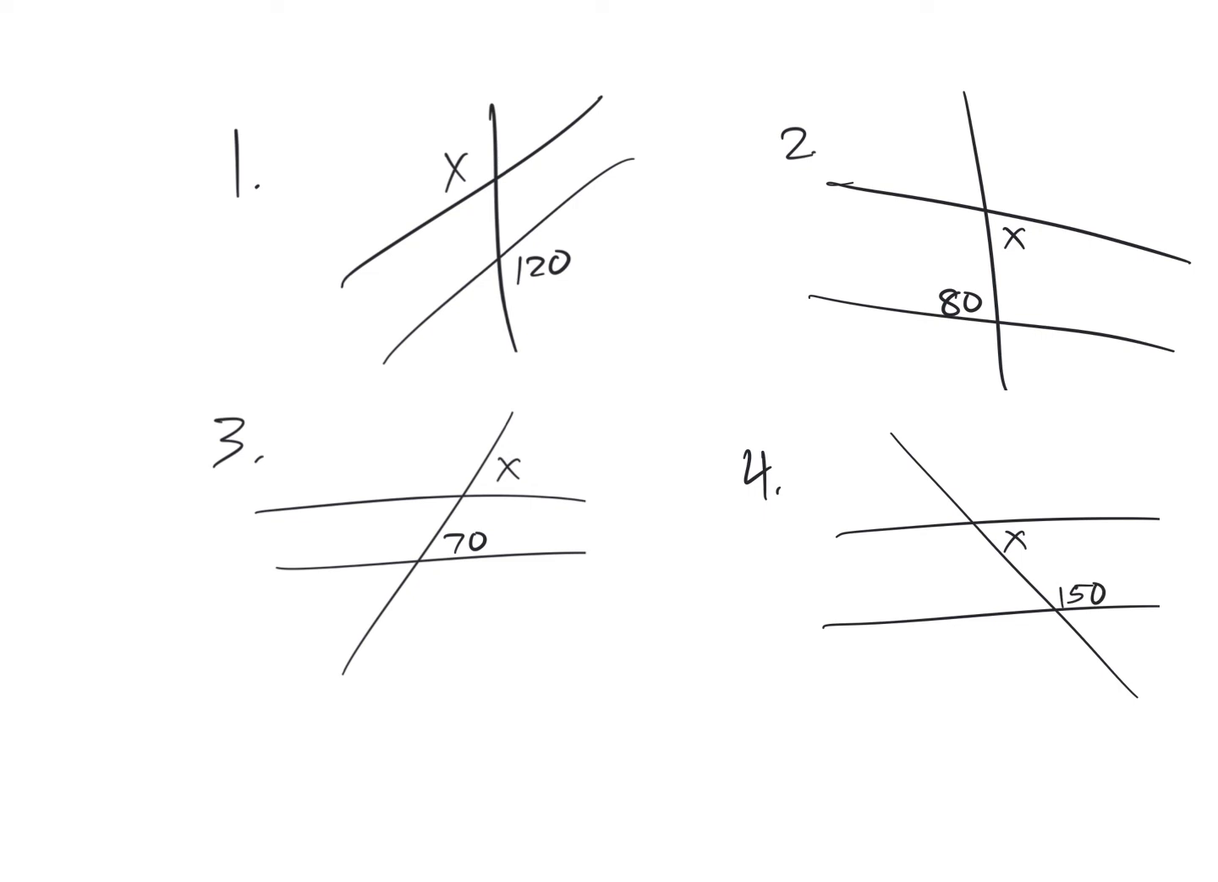All right, you should be done. Number 1, they are on alternate sides of the transversal. You should not have to think about it. All alternating angles are equal, so that's 120. Number 2, they're alternating, so that's 80.